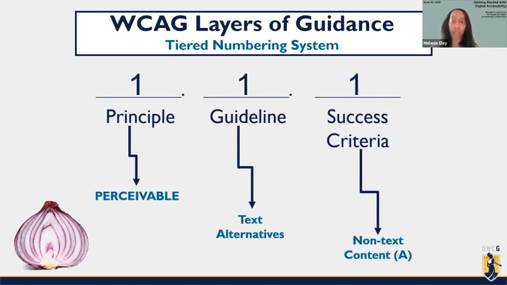So if you ever see a WCAG standard or success criteria with a three-digit number separated by periods, you'll know that this is a specific success criterion, and you can use the individual digits to determine whether it's the perceivable, operable, understandable, or robust principle. You can also refer to the second digit for the guideline. The third digit is going to give you the specific success criterion within that area.